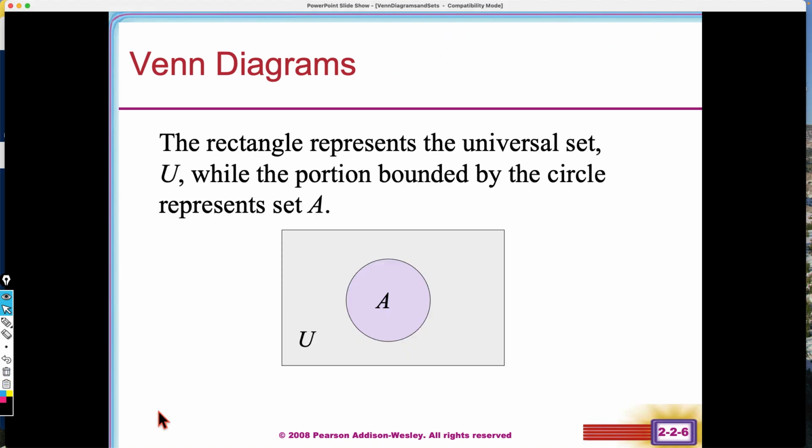So now here's a picture. This could be pickup trucks or whatever, but here's set A. Anything that is in set A is in the circle. Things that are not in set A are outside the circle, but in the rectangle if they are part of the universal set.